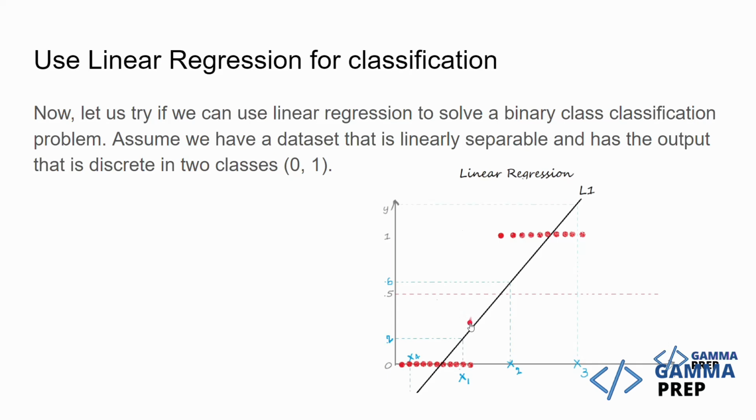But what's the problem here? Let's try to see what's the problem. Why can't we use linear regression here? We tried building a linear regression model. Is there any problem or are we good?